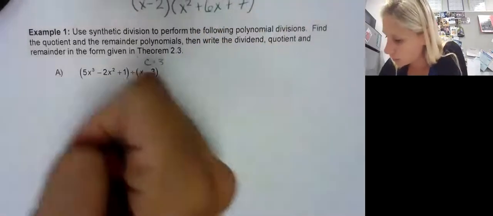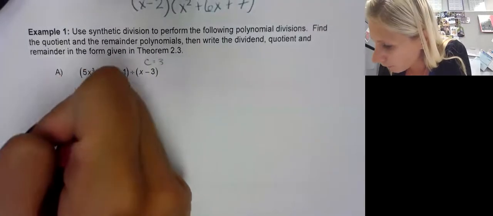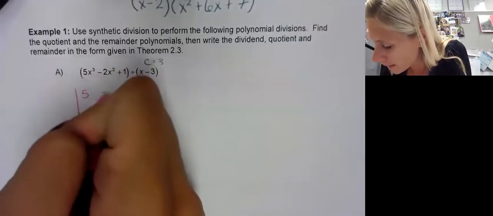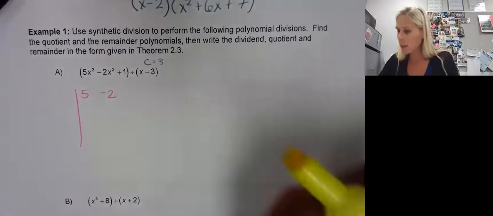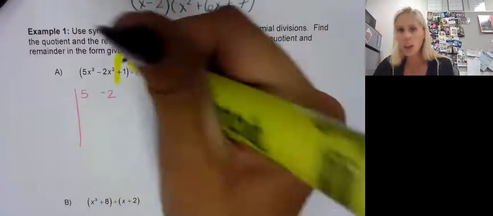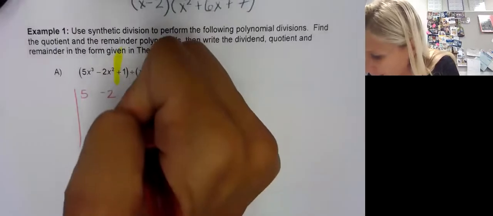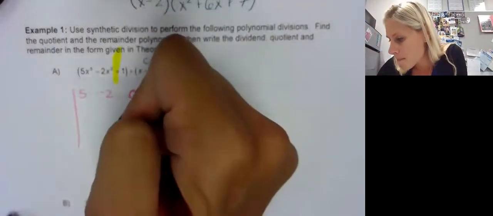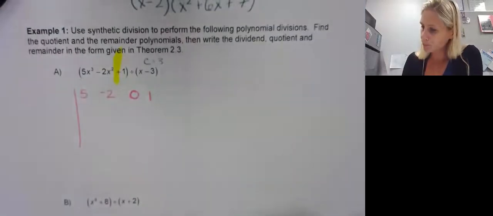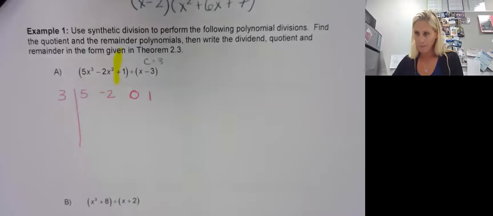And then we're going to do synthetic. So let me draw that there. And we get 5, -2. Now here, I want to point this out, guys, and I'm going to label it. See, we're missing a term. Does everyone see that? It goes from x squared to the constant. So that means I have to have a 0 here, because I have a 0 x to the first and then a 1. And our C value is 3.